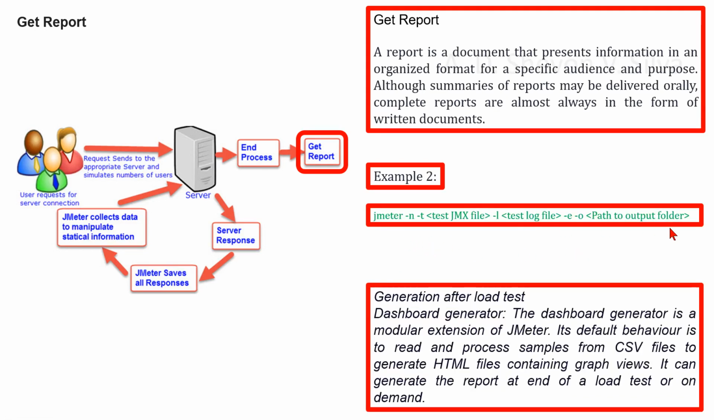As example 2, we can consider this command. This is generation after a load test. Here, -n runs JMeter in non-GUI mode. Here, -t is the JMeter test .jmx file to run. -t with capital T loads the last used file.